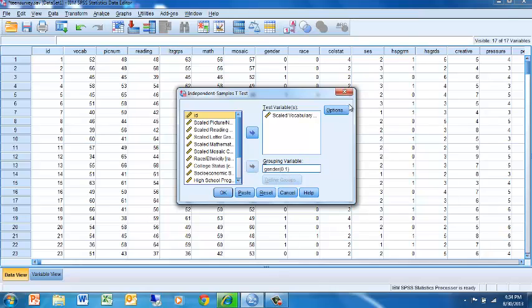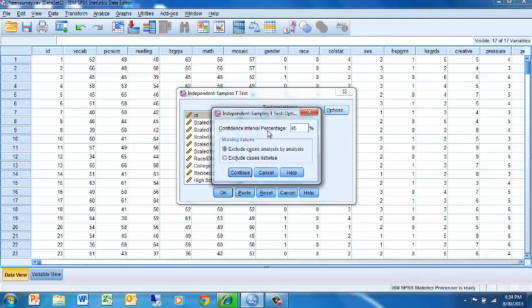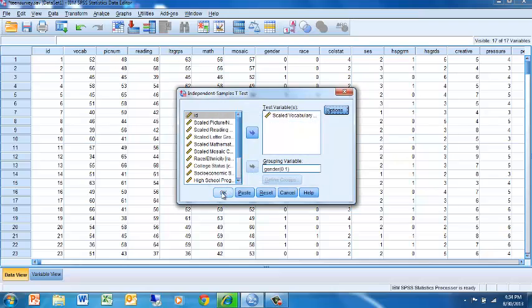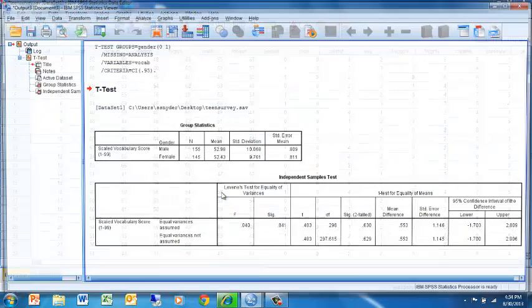Once that is set, we can check our options to determine our confidence intervals that will be provided. In this case, and this is the default, it's 95% confidence interval. We can generally let the options go free within the independent samples t-test. Click Continue there and click Continue or OK again.